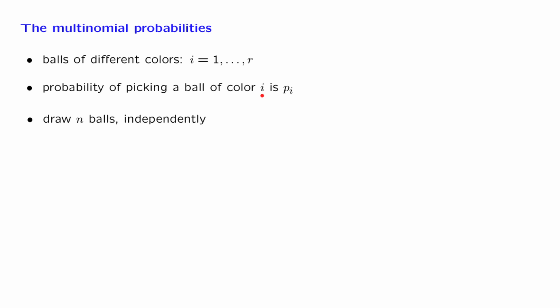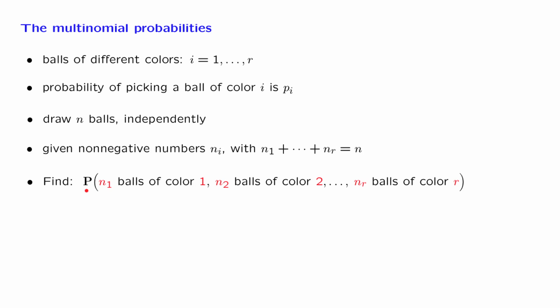And we're interested in the following kind of question. Somebody fixes for us certain numbers, n1, n2 up to nr, that add up to n, and asks us what is the probability that when you carry out the experiment you get exactly n1 balls of the first color, exactly n2 balls of the second color, and so on. So the numbers n1, n2, up to nr are fixed, given numbers. For a particular choice of those numbers, we want to calculate this probability.